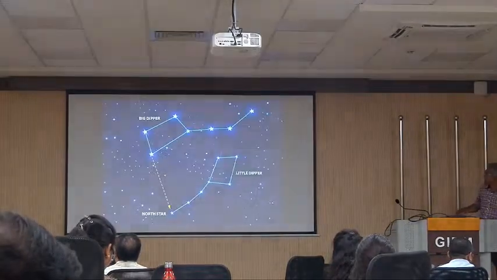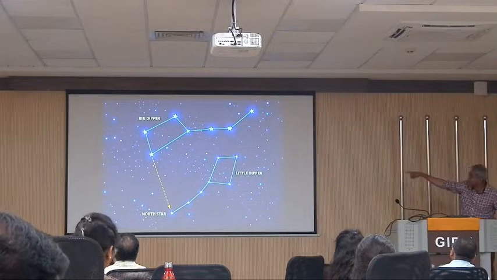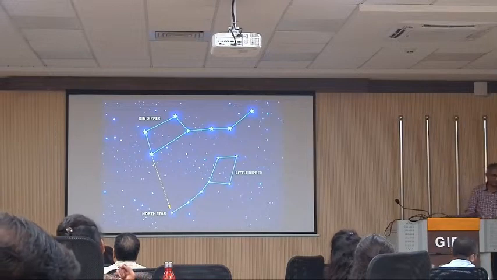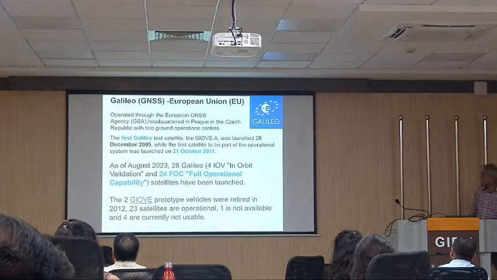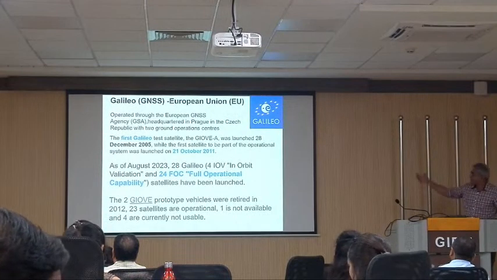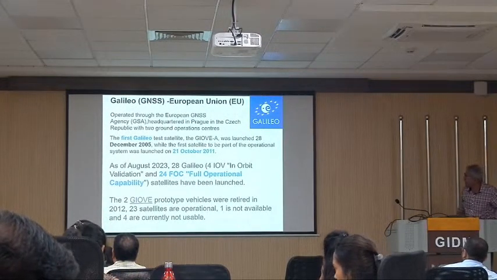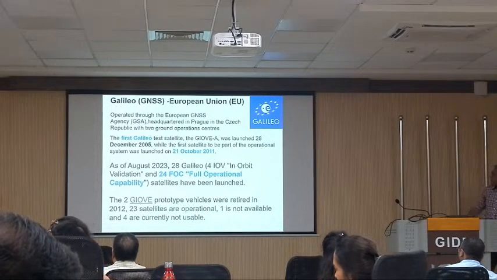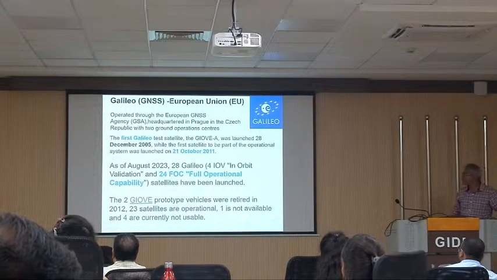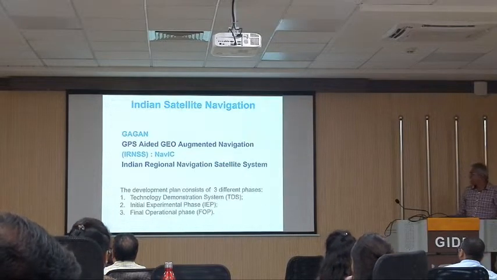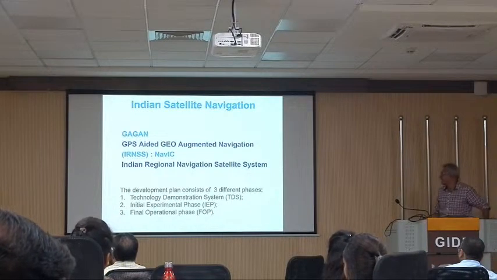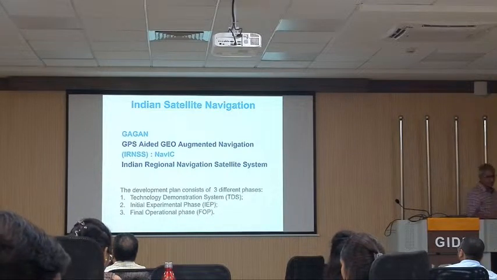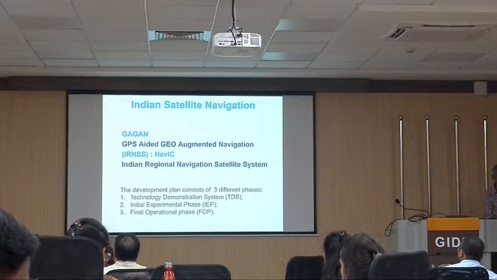This is like a little deeper and a big deeper. This Big Dipper was the star based on which it is called Beidou. This was the star and constellation from which it got its name Beidou in China. Galileo again: 24 fully operational satellites are already there, since its launch in 2011. It has just recently become fully operational, just a year or two back. India has Gagan and NavIC. We had 3 different phases: technology demonstration phase, initial experiment phase, and final operational phase. Just to give you an idea. I will not go deep into all these things as of now.